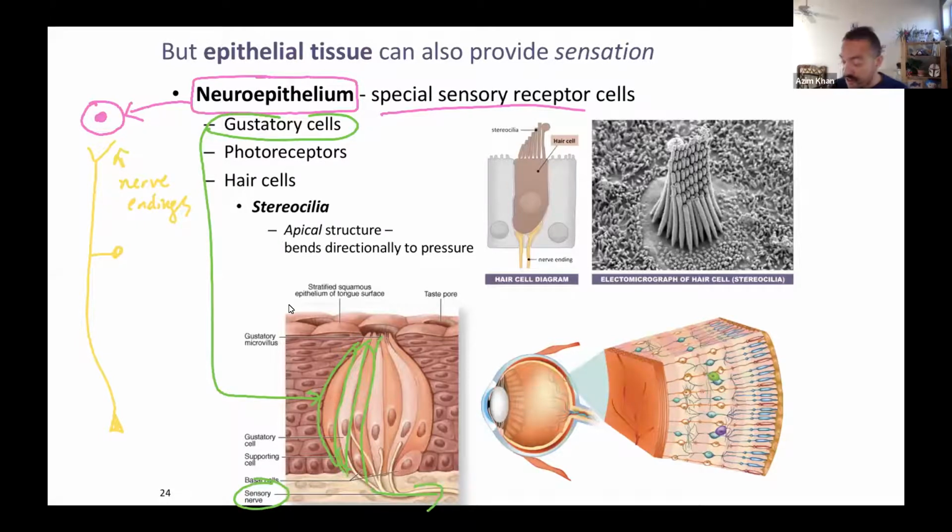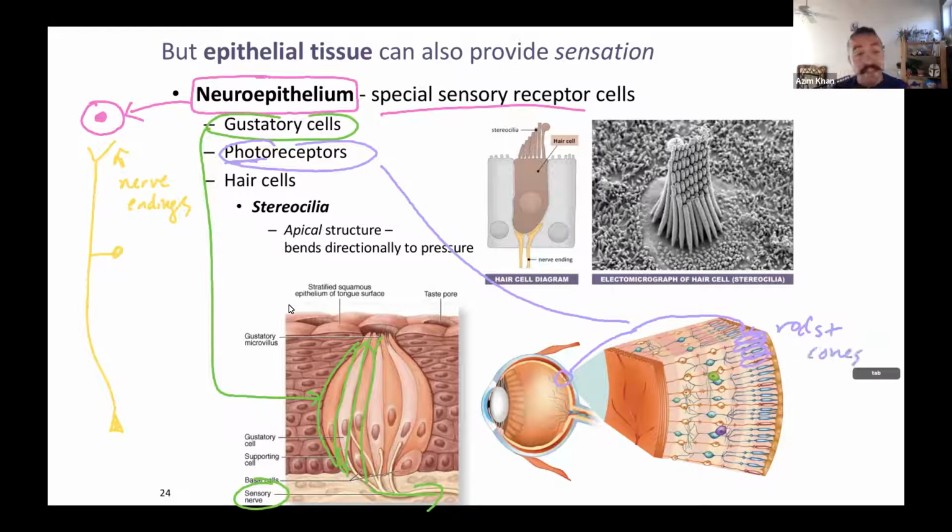In order for you to see, you have photoreceptors. Photo means light. They're receptors for light. In the back of your eye, it's called the retina, you've got these cells here. Maybe you've heard of rods and cones. These cells are neuroepithelium. They detect light and they relay information to neurons. Photoreceptors are neuroepithelium.